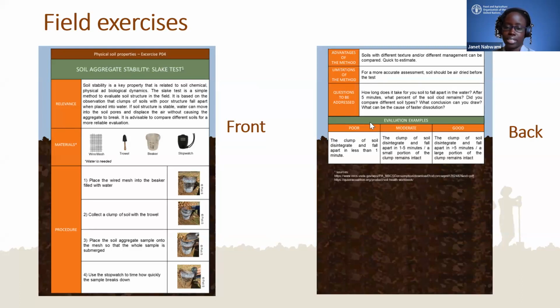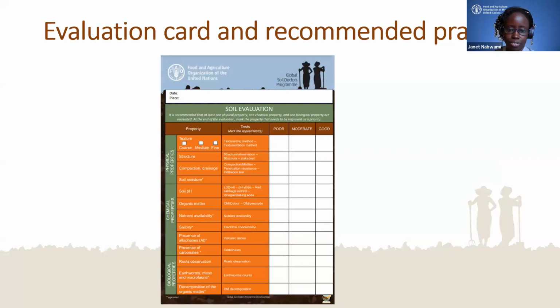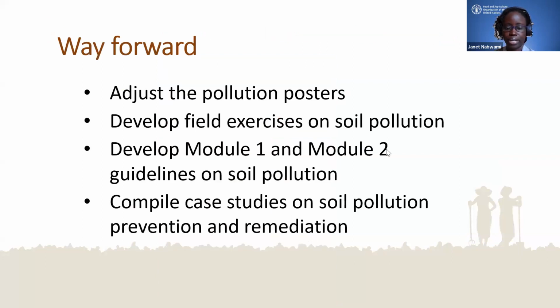And then also we look at the advantages of the method, and what questions can be addressed through this program, and then the evaluation for that particular soil. And finally, then we have the evaluation card. From each and every aspect that we tackle onto the farm or with the farmer, either if it is physical, chemical, or biological, from there we'll evaluate the soil, and then we can come up with the recommended practices for the farmer to take.